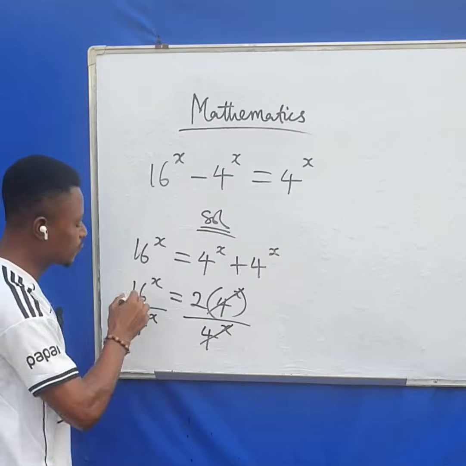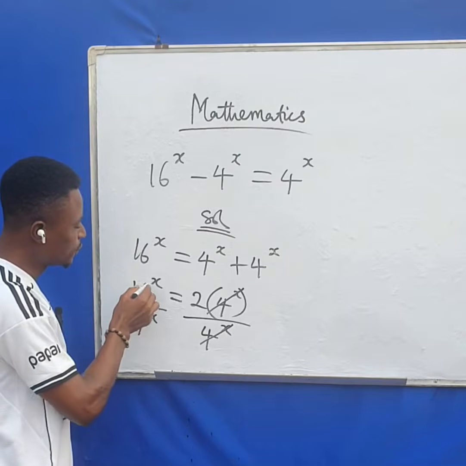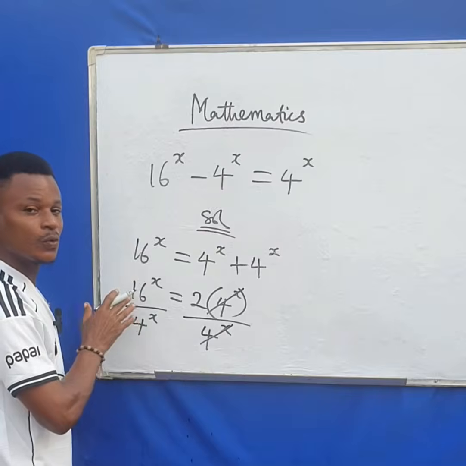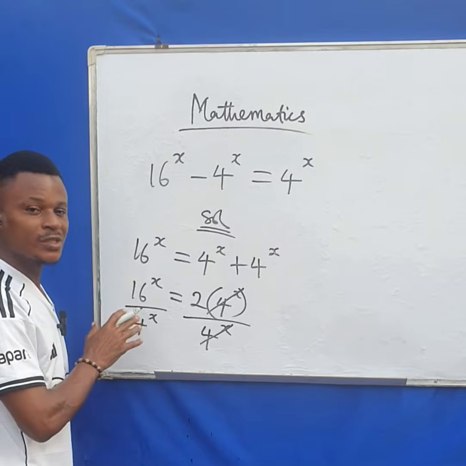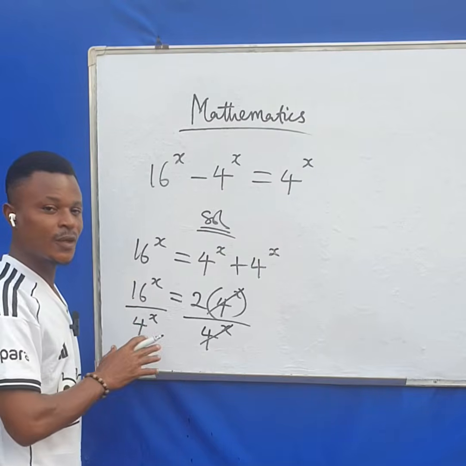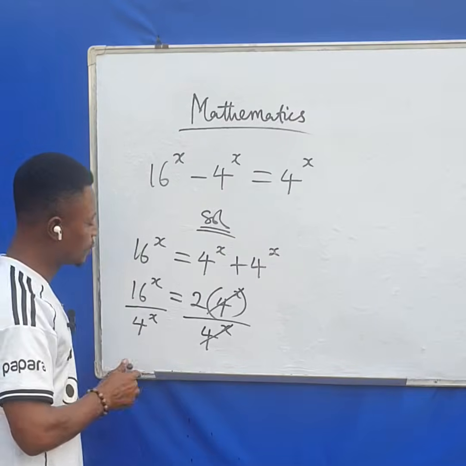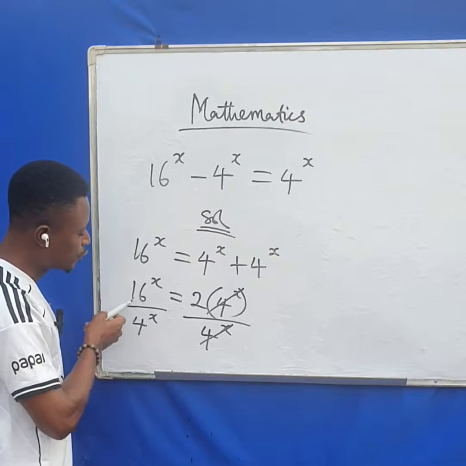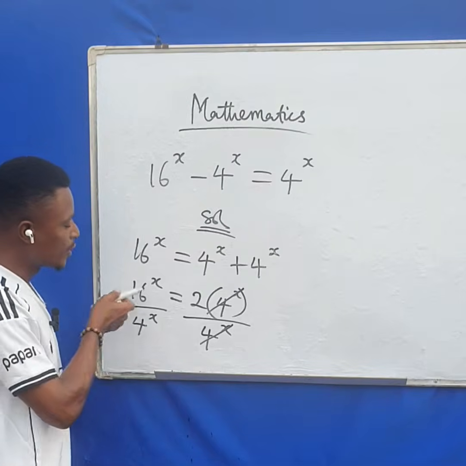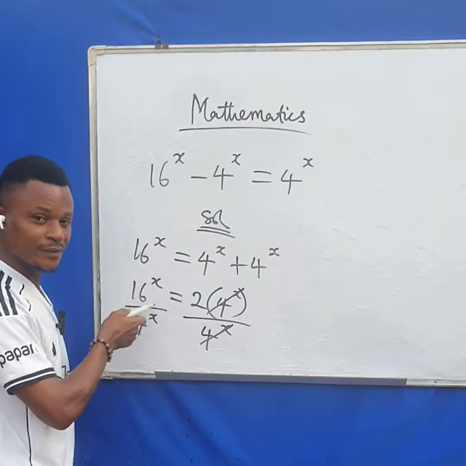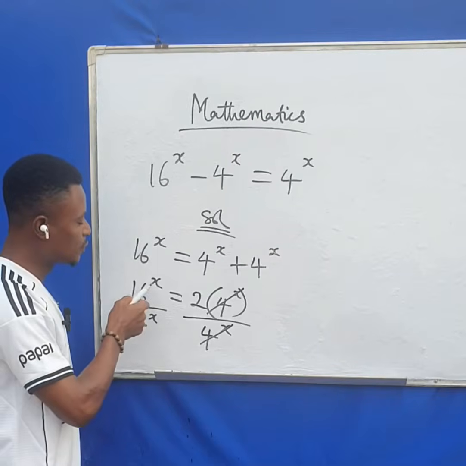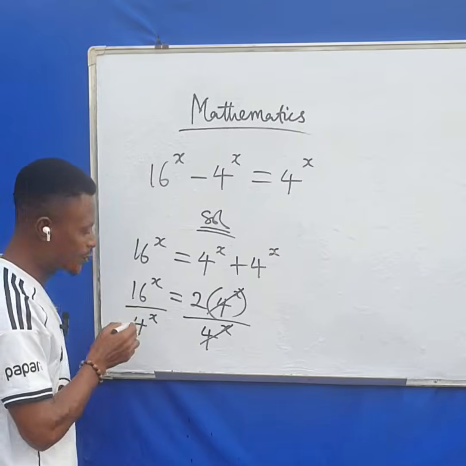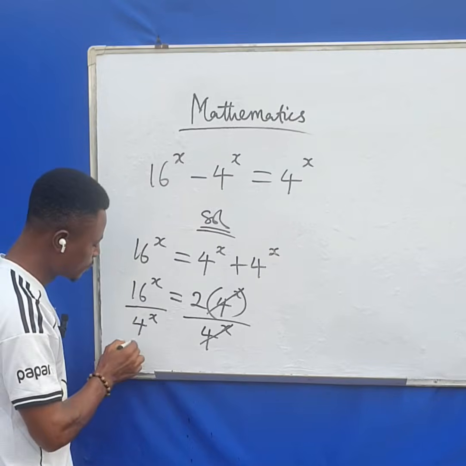Now on the left hand side, we have 16 raised to the power of x divided by 4 raised to the power of x. Here we are going to apply something called quotient power law of indices. According to the quotient power law of indices, if both the numerator of a fraction and the denominator are raised to the same power, look at this, the powers are the same, then we should simply rewrite the fraction the way it is. That is 16 divided by 4.